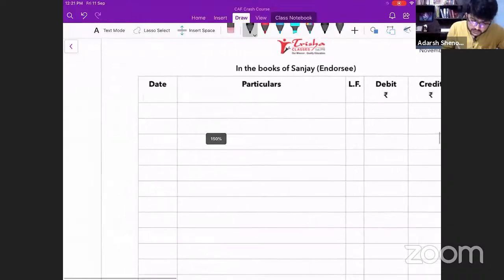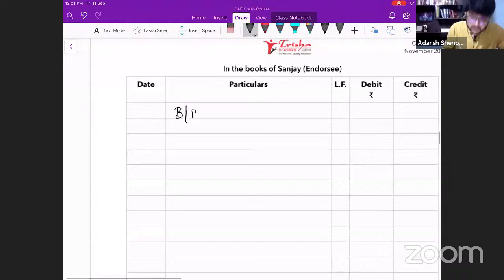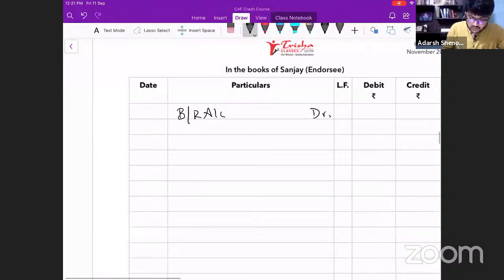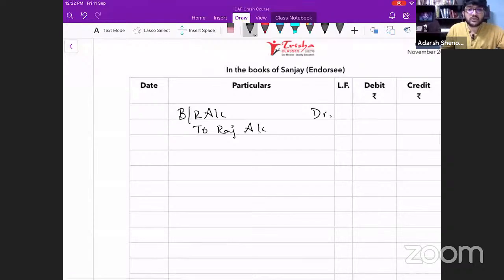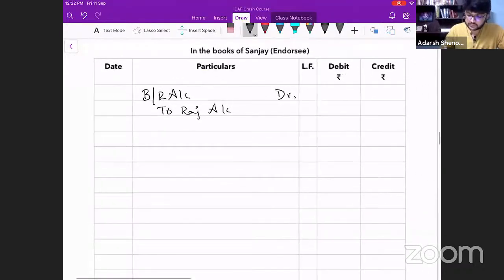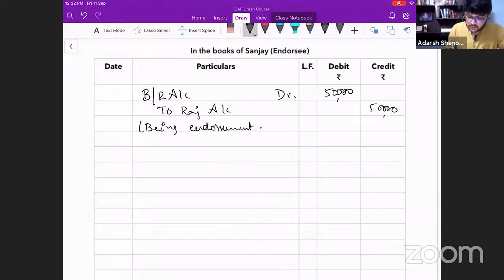Bills receivable account debit to Raj account. We have to credit Raj. How much is the amount? 50,000 rupees. Being endorsement received from Raj.